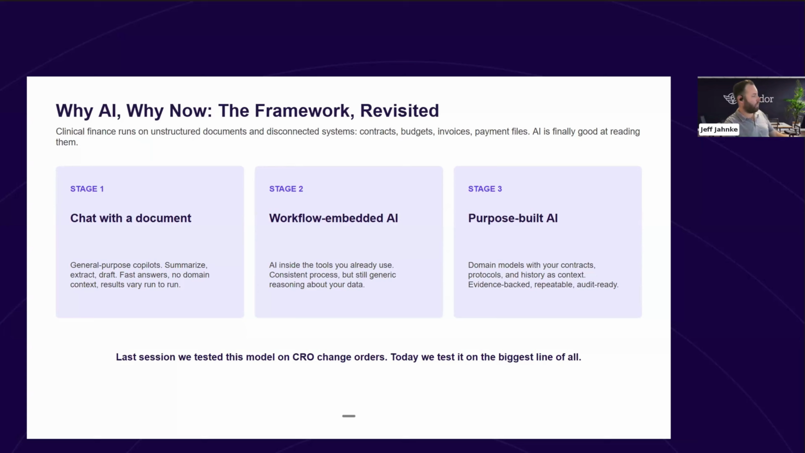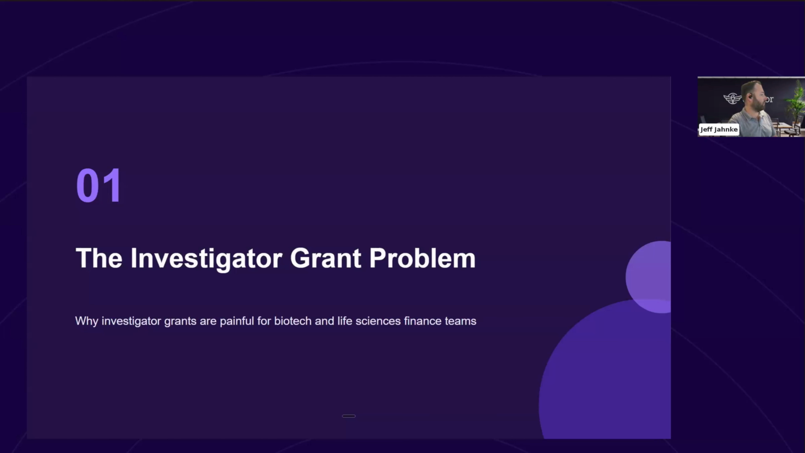So as I mentioned before, last session, we tested this three-stage approach on CRO change orders. And today we're going to test it on what is likely the largest individual line item in your clinical budgets, which is investigator grants. So first, let's talk about the investigator grant problem.